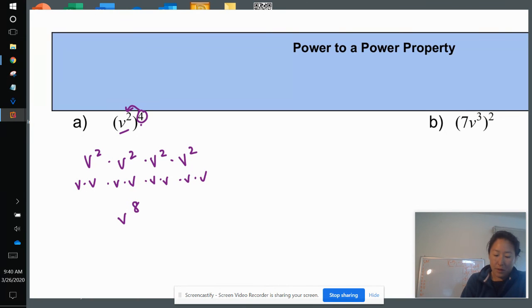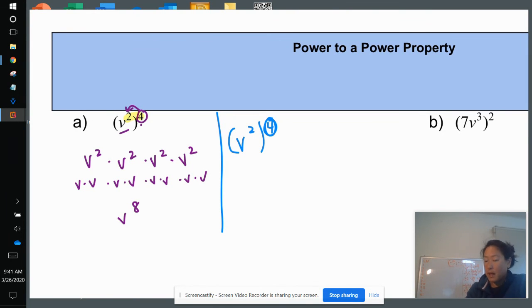What did you notice about these, the 2 and the 4, to give me 8? That's right. What I can do in the shortcut is v squared to the 4th power. So if the second power does not have its own base, okay, what we're going to do is just multiply these exponents. We get v to the 8th power, v to the 2 times 4. I'll write that out. V to the 2 times 4.